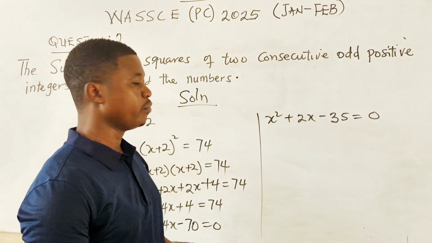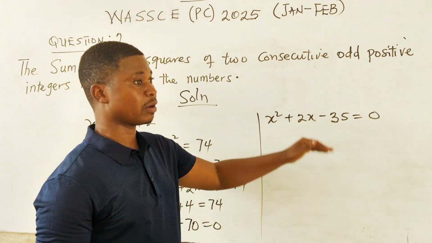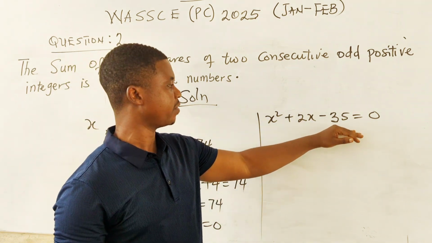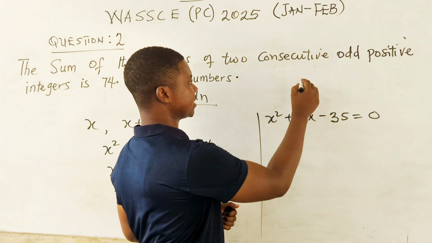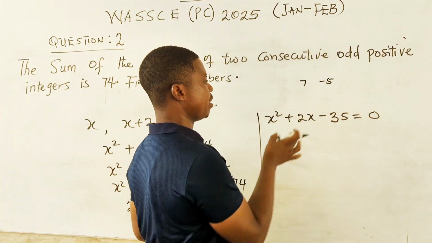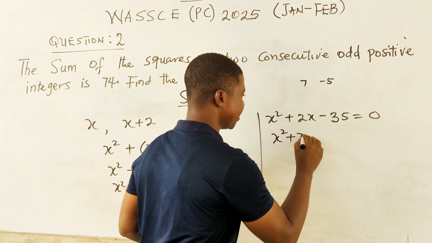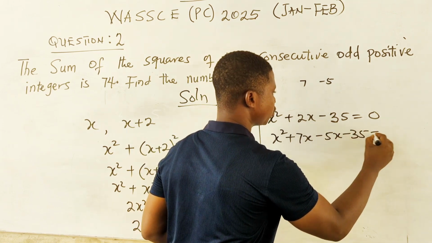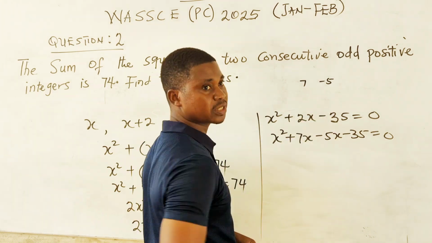At this stage, we need to factorize, because it's a quadratic form. We need two numbers that multiply to give negative 35 but add to give 2. The numbers are 7 and negative 5. When you multiply them, you get negative 35, and when you add, you get 2. So we have x squared plus 7x minus 5x minus 35 equal to 0, because we use these numbers to replace the 2x. When you add them, you get positive 2.